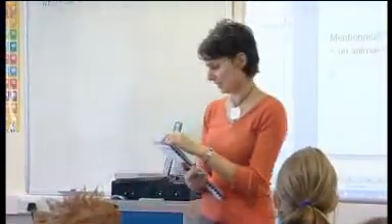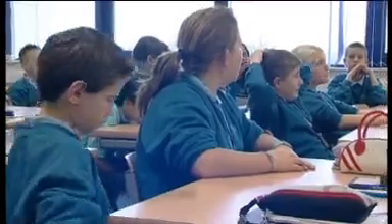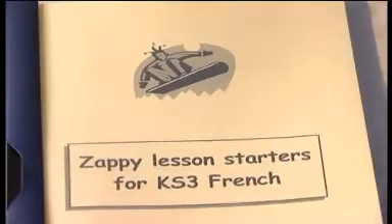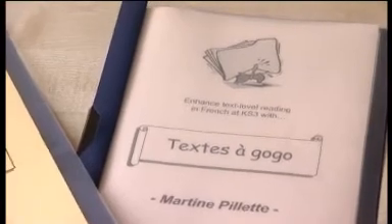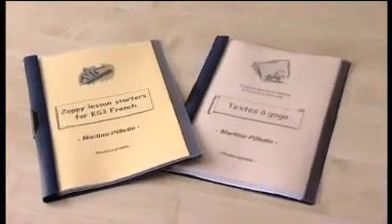Ça va? Excellent, très bien, OK. The resource is basically a booklet. So it's a Zappy Lesson Starters booklet, which contains about 40 pages. And the last resource is called Textes à Gogo, which is just a series of texts, and that is all based on Key Stage 3 resources, basically.